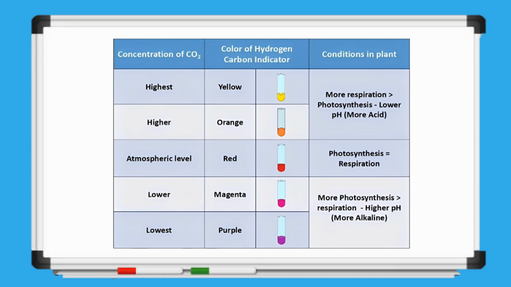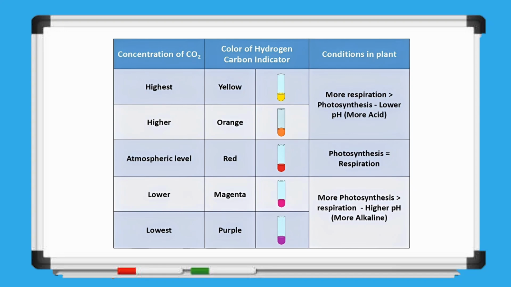Now, if carbon dioxide levels drop even lower, the indicator turns magenta. That means the plant is photosynthesizing more than it is respiring, so it's using up more carbon dioxide than it's producing. This leads to a more alkaline solution. Finally, when the carbon dioxide level is at its lowest, the indicator becomes purple. This indicates that the plant is photosynthesizing much more than it is respiring. Photosynthesis is happening at a very high rate, often under strong light.